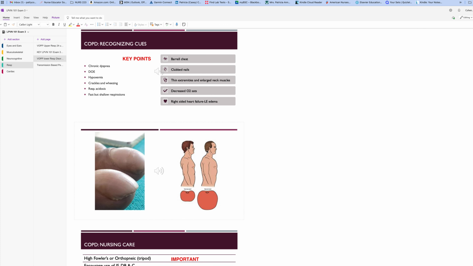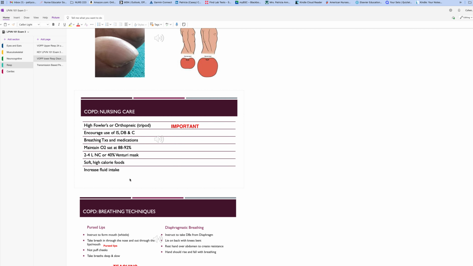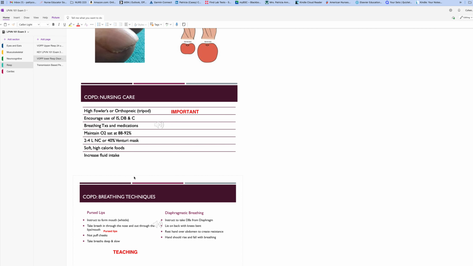All right, so this is a barrel chest. Looks like an apple almost, right? This is a normal chest. And this is clubbing of the fingernails. Okay, for nursing care, you want to make sure they're in high Fowler's or tripod position. Encourage the use of the incentive spirometer. Breathing treatments and medications, make sure they're getting done.